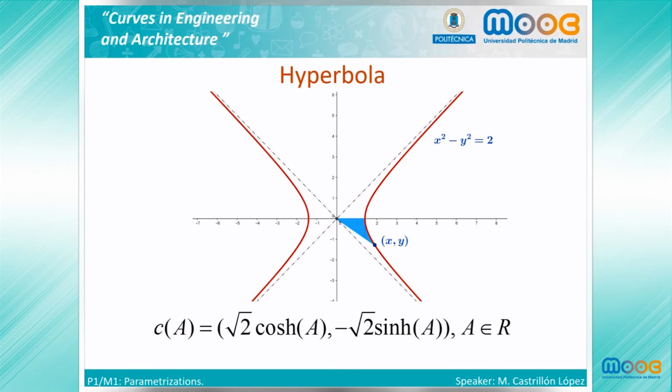Summarizing, the parametrization of the right branch of the hyperbola with hyperbolic trigonometric functions is the one that appears on the screen, with the agreement that A is negative when the area is measured counterclockwise. By symmetry, changing the sign of the hyperbolic trigonometric functions, we also obtain the parametrization of the left branch.